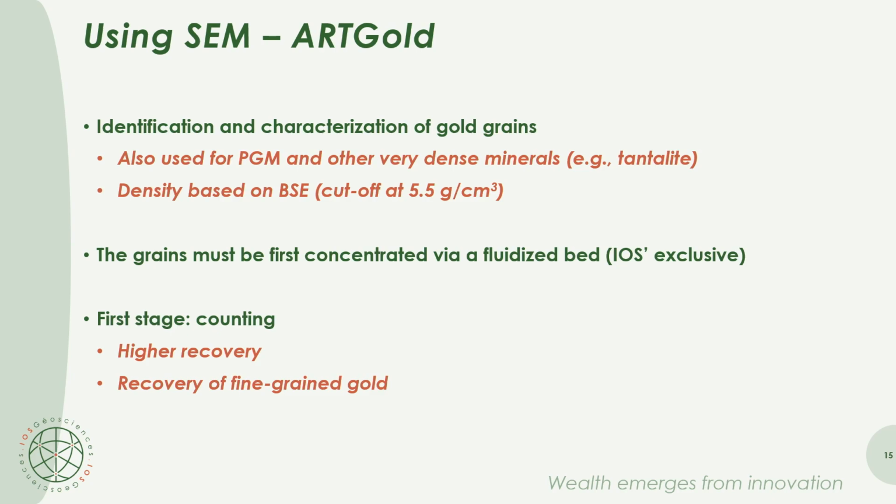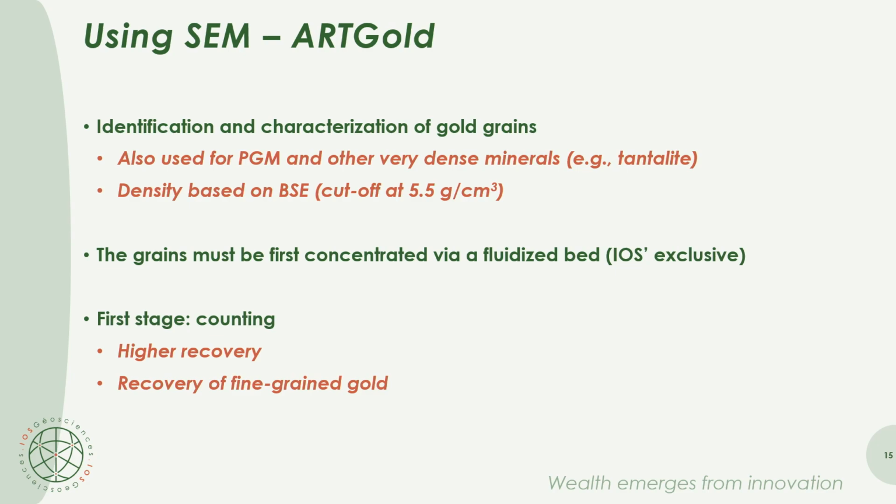ArtGold, like the name says, was developed for gold because it uses heavier minerals. So with time, it came to be really useful for PGM, so platinum group minerals, and every very dense mineral like tantalite. So basically, what we do is the samples, the 10 kilogram samples, are processed. We end up with about 100 milligrams of really dense material. We put that in the SEM, and with the density, with the backscatter image, we eliminate everything that's below 5.5.